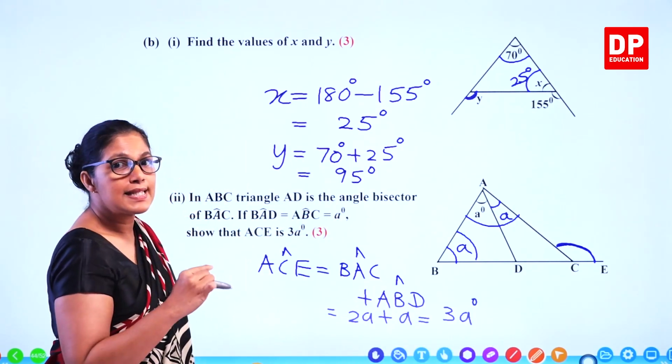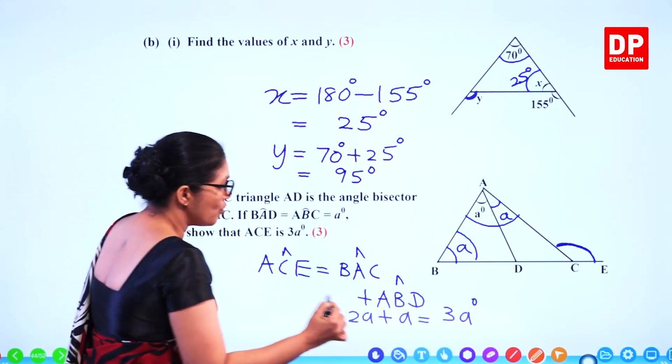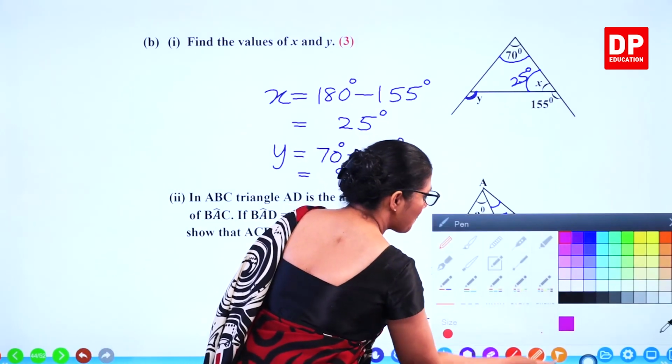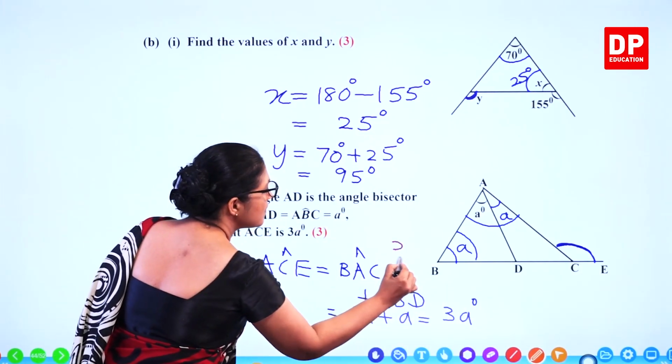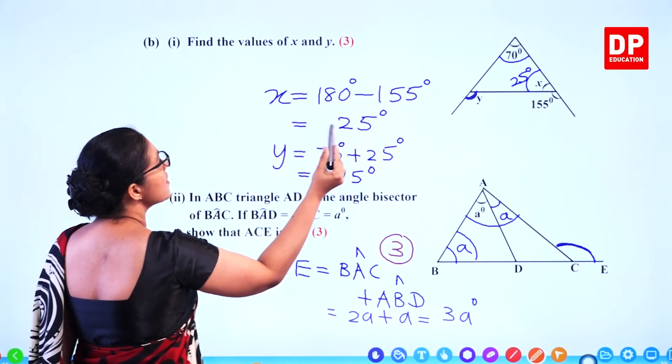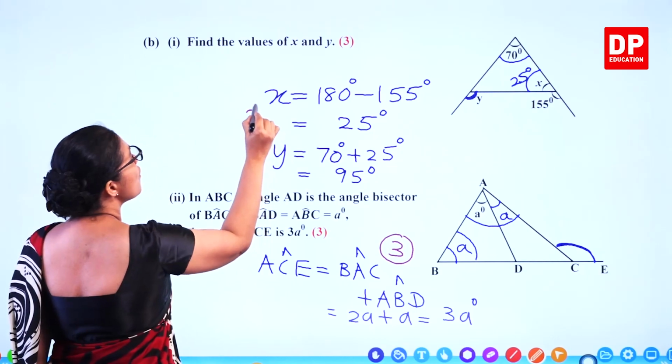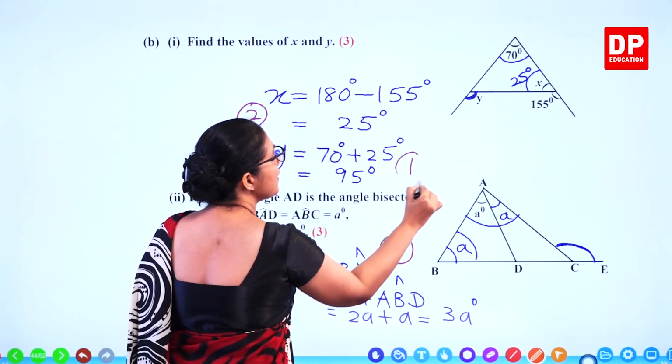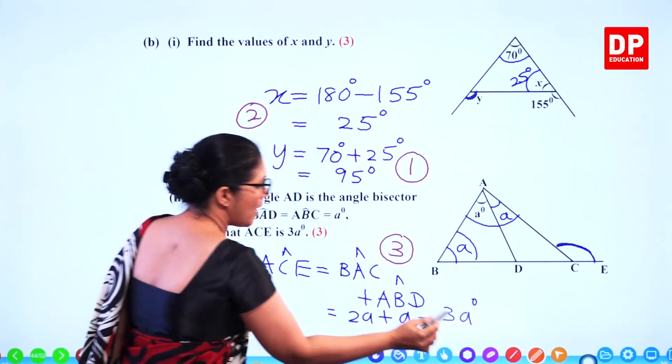So that's ACE angle. So you get 3 marks for this, finding 3A, and you get 3 marks for this. So I'll give 2 marks for this one and 1 mark here. So altogether 3 marks.